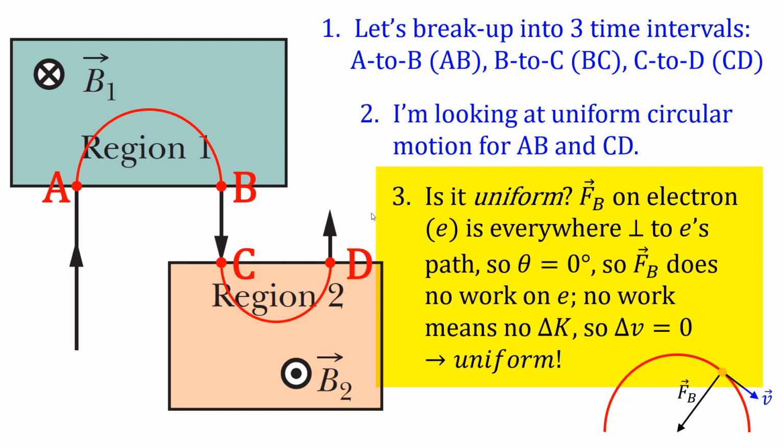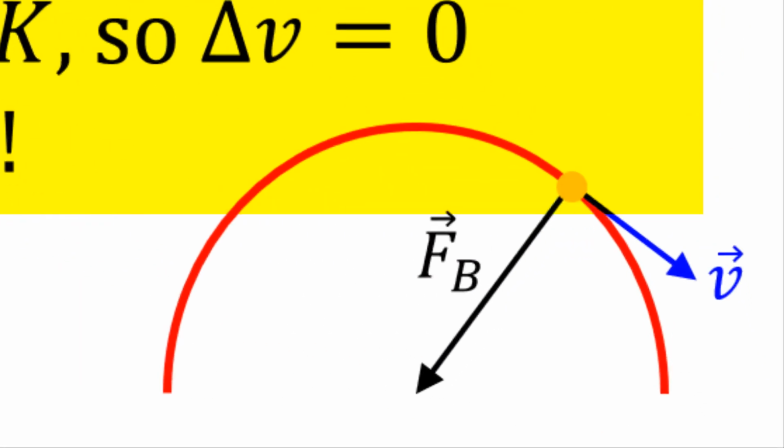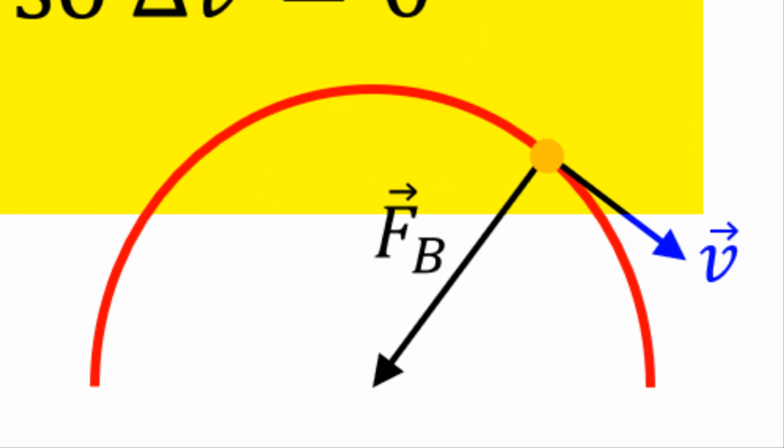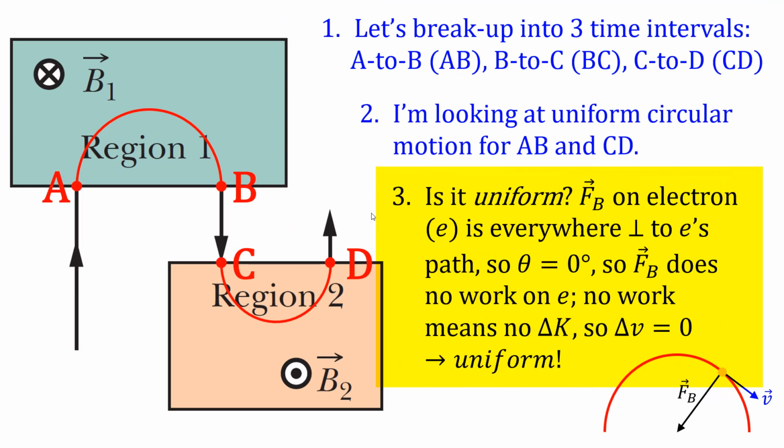And the answer is yes, because there's no work done on the electron by the magnetic force, because the magnetic force is everywhere perpendicular to the path of the electron as shown in this drawing. No work means no change in kinetic energy thanks to the work-kinetic energy theorem. No change in kinetic energy means no change in velocity, which means uniform circular motion.